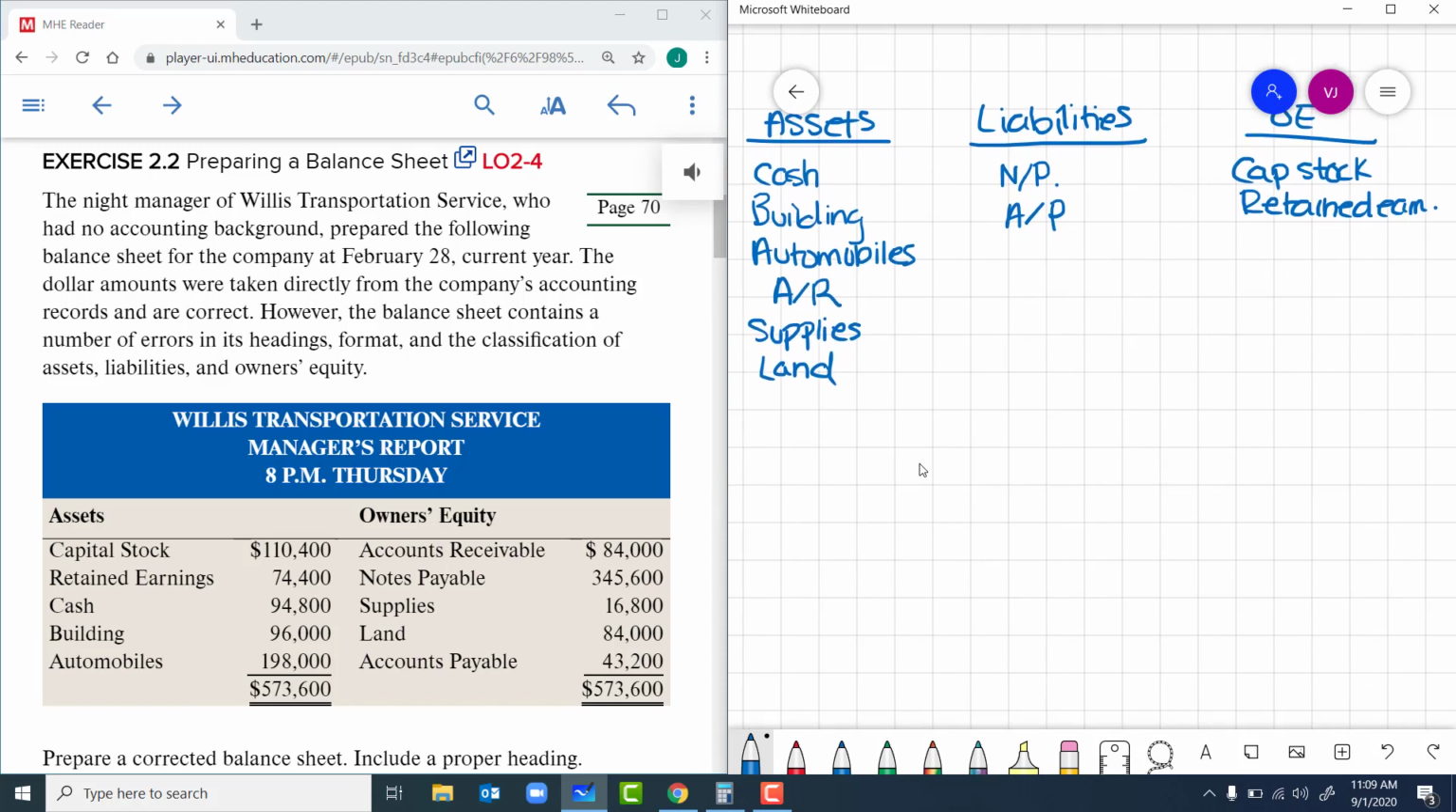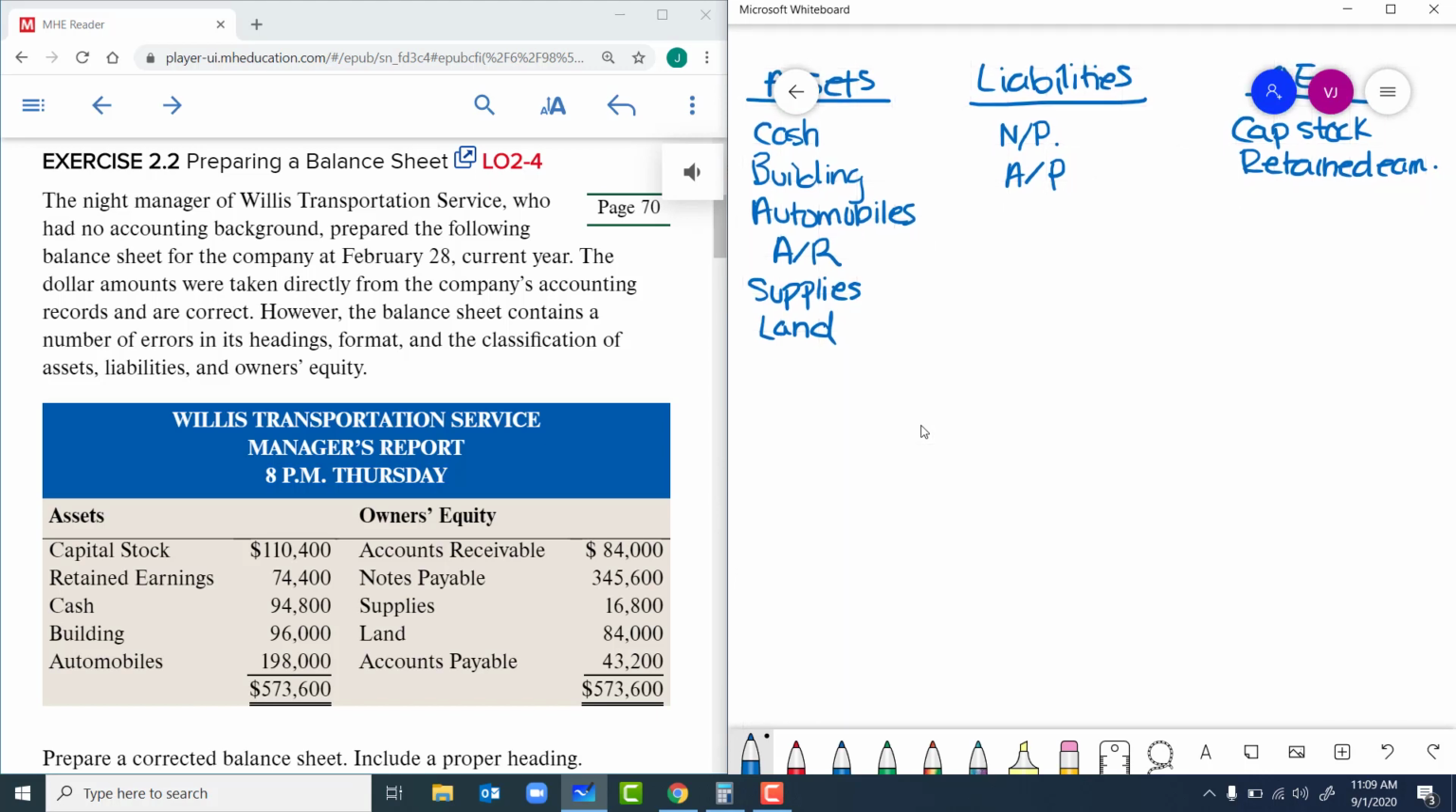Okay, so let's use all of those to organize our balance sheet here. We'll title it with Willis, and I'm just going to shorten it here, Transportation Service. Remember, you want to title it with what kind of statement it is. It's not a manager's report. It's a balance sheet or statement of financial position. Balance sheet. And then we don't put a time, like 8 p.m. Thursday, right? We do just a date specifically.